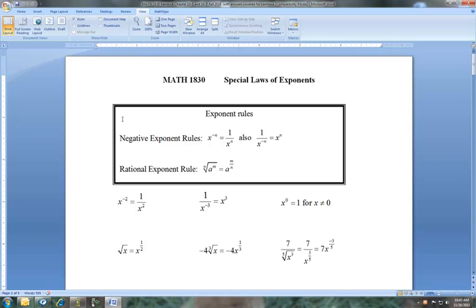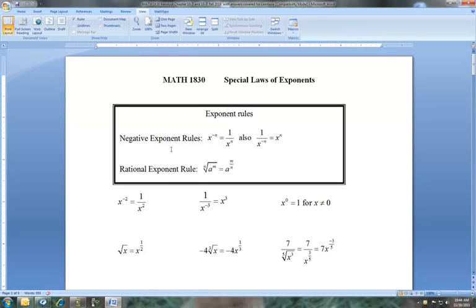Now we're going to look at some special laws of exponents that are necessary for this particular section. We've got our negative exponent rules. Remember that if you have x raised to the negative n in the numerator, you can get a positive exponent by getting the reciprocal. Likewise, if you've got x to the negative n in the denominator, get the reciprocal, and you get a positive exponent.